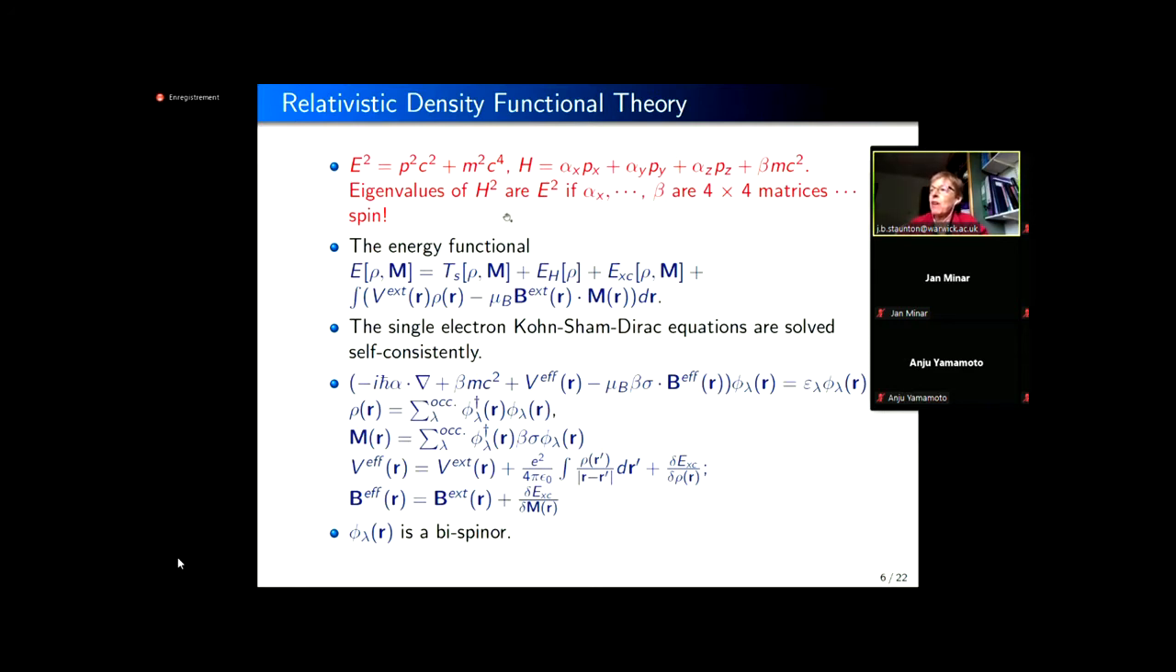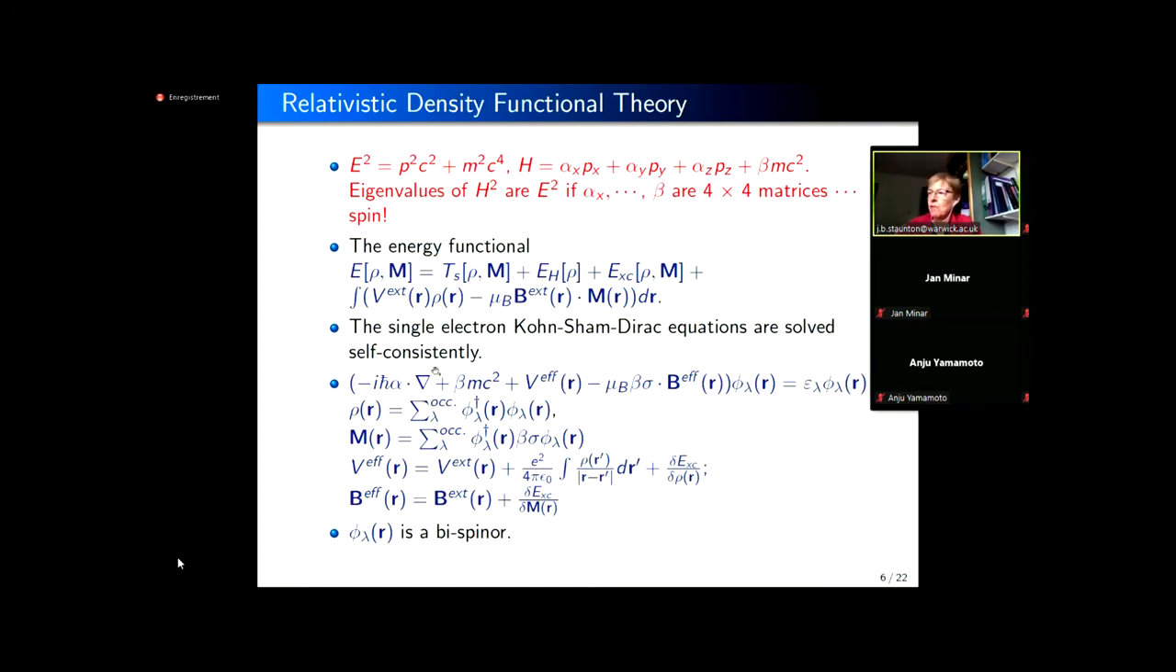Okay, so going back to the relativistic density functional expression, we have this energy with its various terms that should be familiar: the kinetic energy of this effective single particle term, the Hartree term, the exchange correlation, and then the coupling to the external fields. And then one has these single electron Kohn-Sham-Dirac equations to solve consistently.